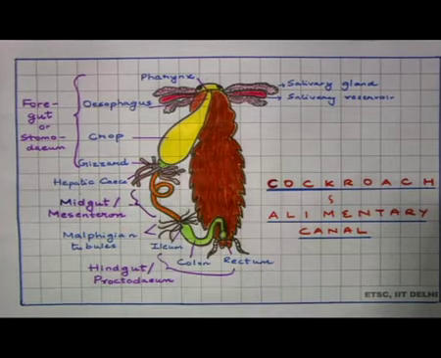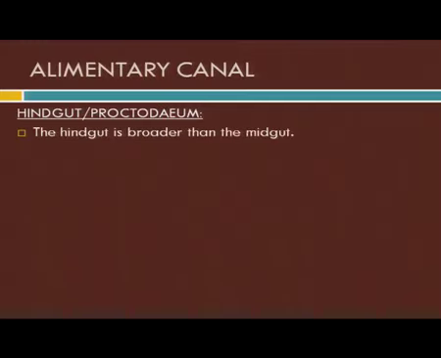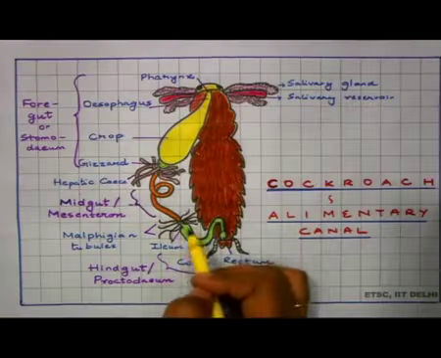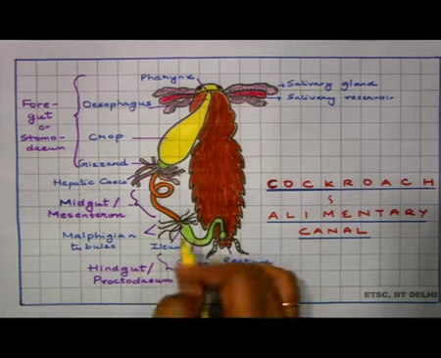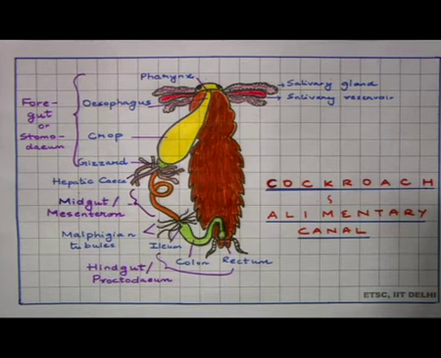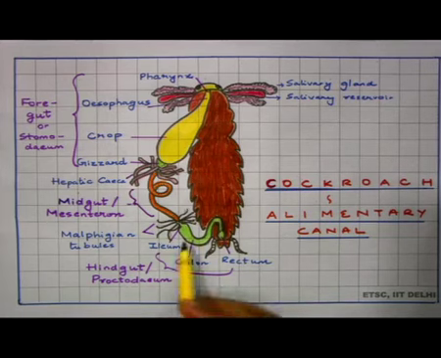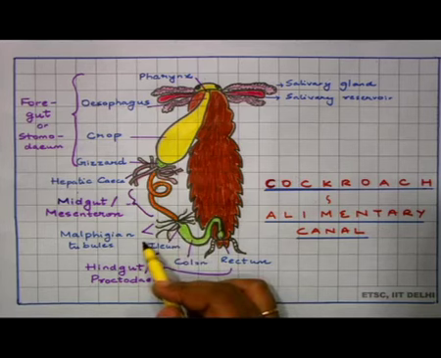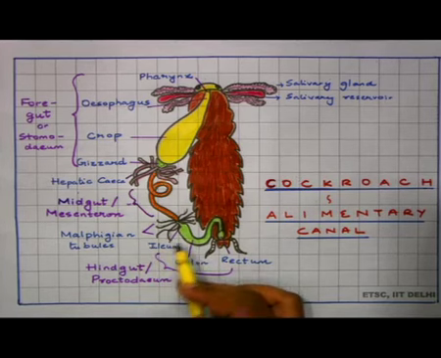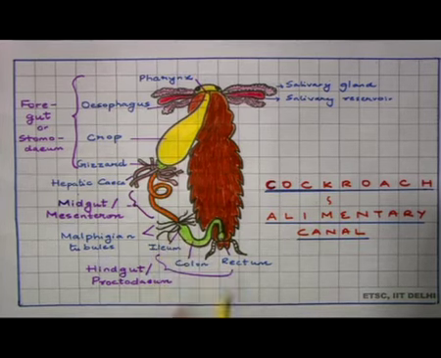So, the food then passes from the midgut into the hindgut, but before passing into the hindgut, we see again certain thread like structures which are known as Malpighian tubules. They do not have any role in digestion, but they help in excretion. We will come to this later.